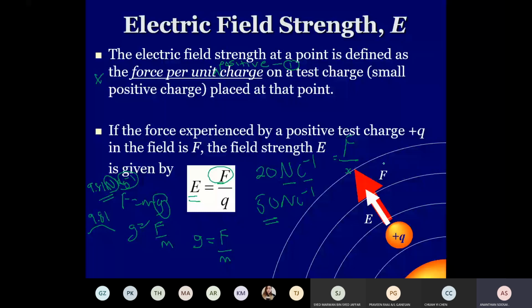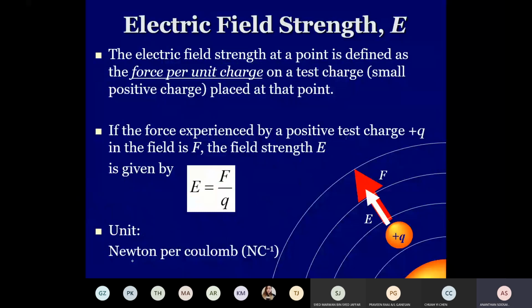And magnetic field strength later is also something to do with force per unit something. The magnetic one is a little complex. We will get to know that. So what is electric field strength? Force per unit positive charge. The greater the force the particle experiences, the stronger the field. The unit is, of course, Newton per coulomb. This is the first formula you learn.